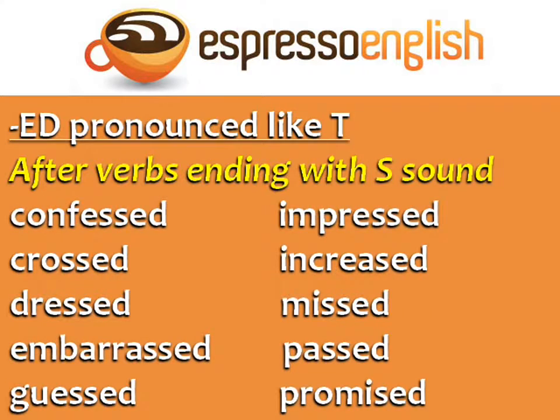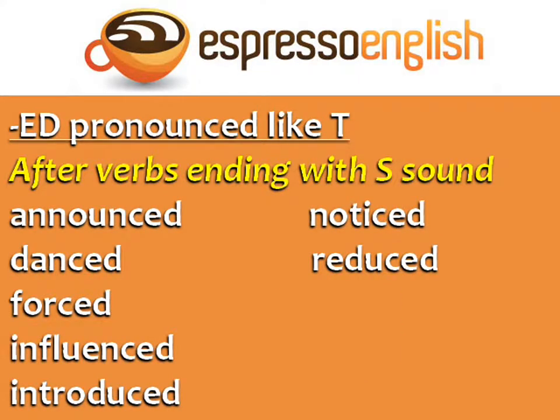ED is also pronounced like T after verbs ending with an S sound. Confessed, crossed, dressed, embarrassed, guessed, impressed, increased, missed, passed, promised.